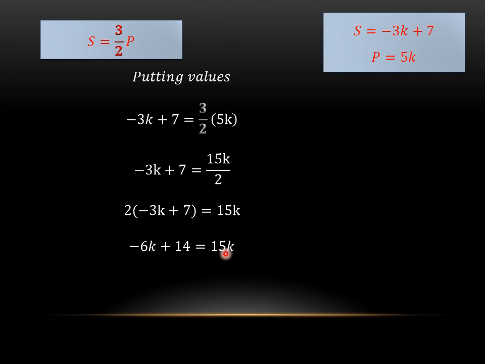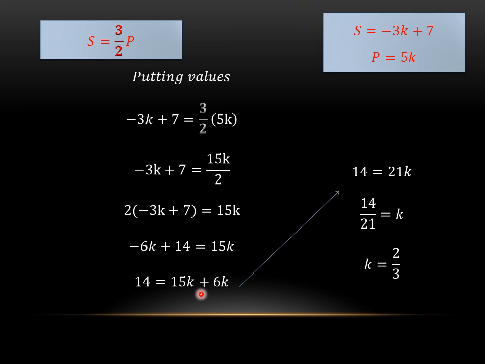We have to take all the k's to one side of the equation and the constant term to the other side. So taking minus 6k to the other side of the equation, it will become plus 6k. So 15k plus 6k, the answer will be 21k equals to 14. Taking that 21 to the other side of the equation and dividing it because it was multiplying with k. So 14 by 21, the answer will be 2 by 3. We have cut both the digits with 7. So we are having the answer of k, which is 2 by 3. That was the required solution.